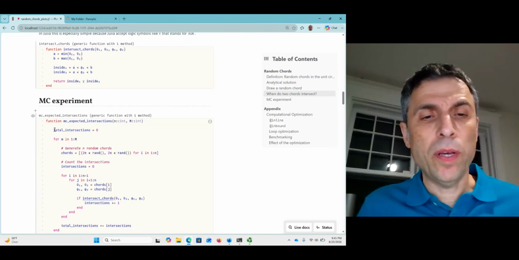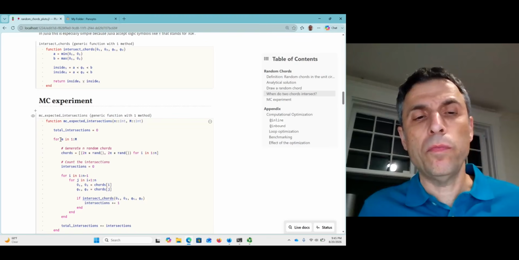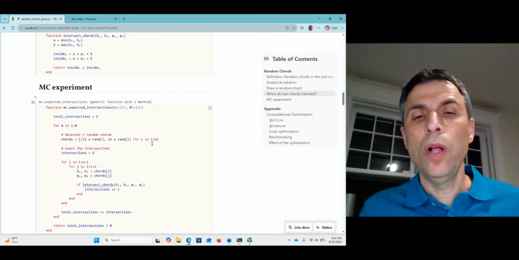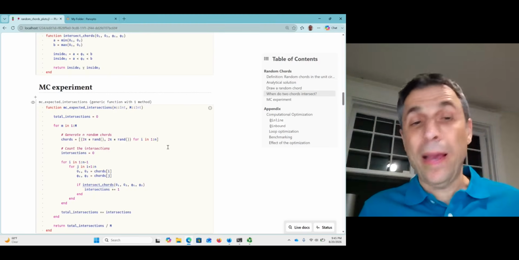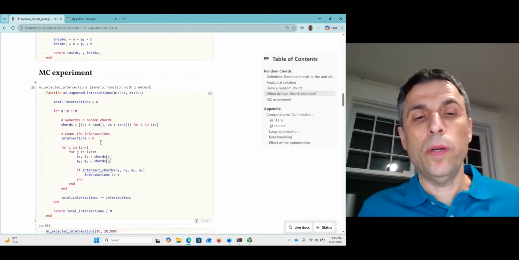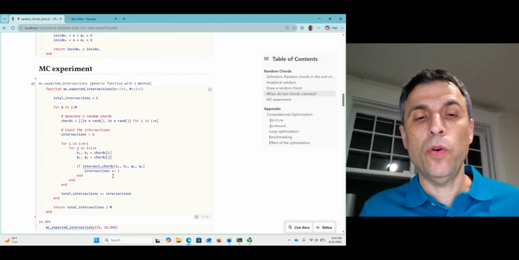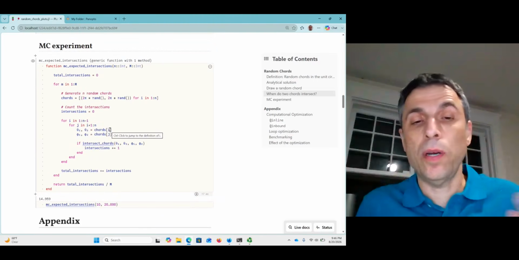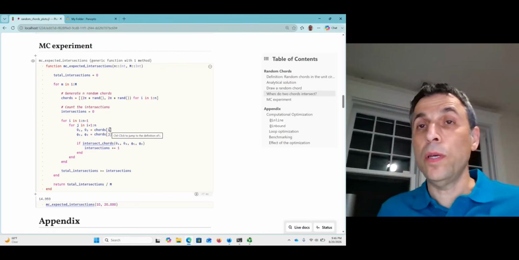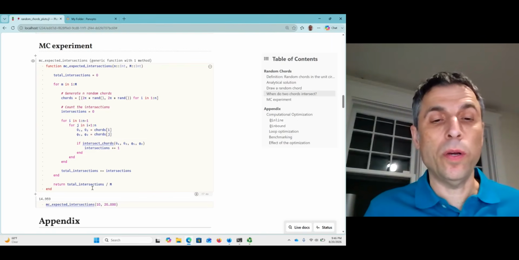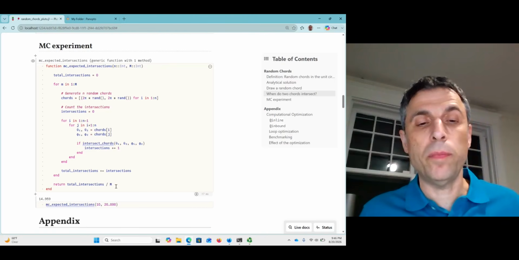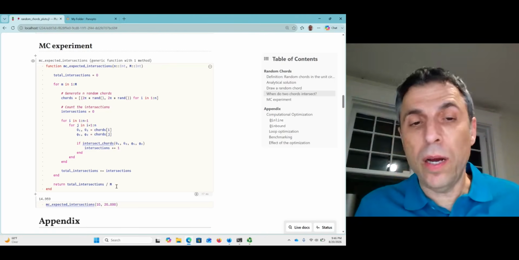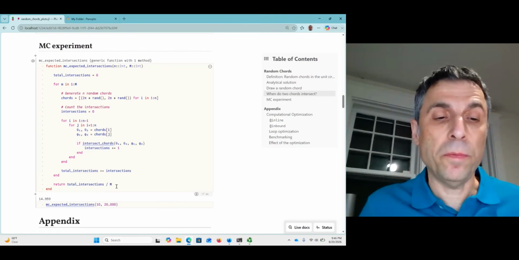The Monte Carlo experiment is very simple. Capital M is the number of Monte Carlo experiments, so we keep doing it capital M times, and each time we draw n random chords and check their intersections by calling the function that we defined above and getting true or false. We count how many times we get a true, then accumulate all those intersections and divide by M, and the answer will be the Monte Carlo estimate of the expected value.